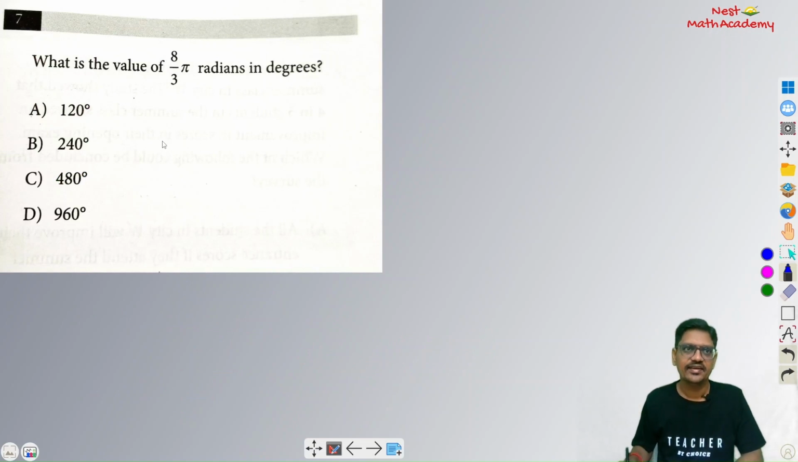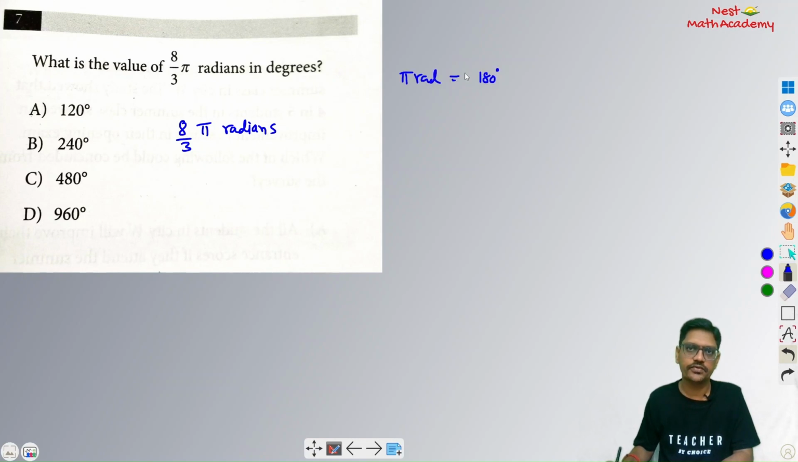Question number 7. What is the value of 8 pi by 3 radians in degrees? 8 by 3 pi radians. So we know that pi radians is equal to 180 degrees. This is the conversion factor. Okay, we need to remember that.